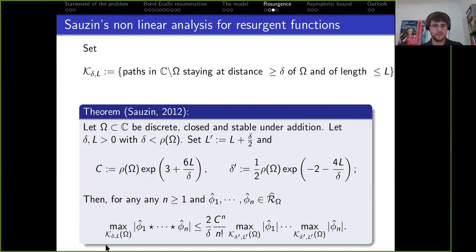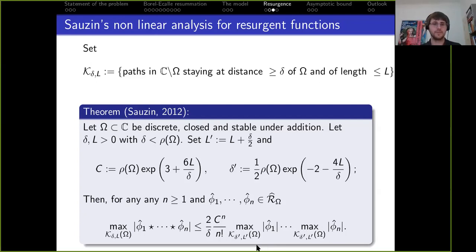Let's not look too much into the detail and look just at the main results at the end. The convolution product of n resurgent functions, in a domain that doesn't go at distance less than delta to the singularities, and with points that can be reached with a path from the origin of length less than L. So the notation is not very happy here because L is not the impulsion anymore, it's a length. Sorry about that. Then this convolution product is bounded by the product of the bounds of each of the terms.